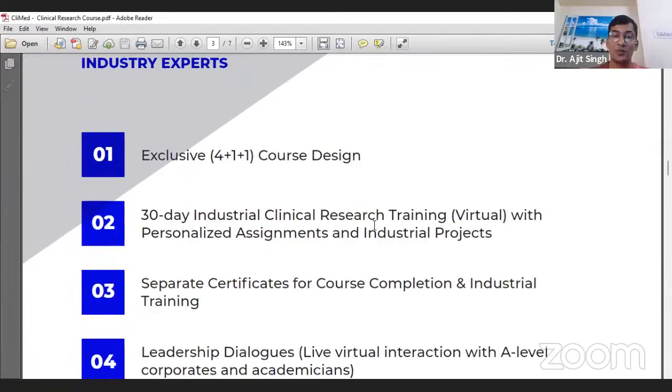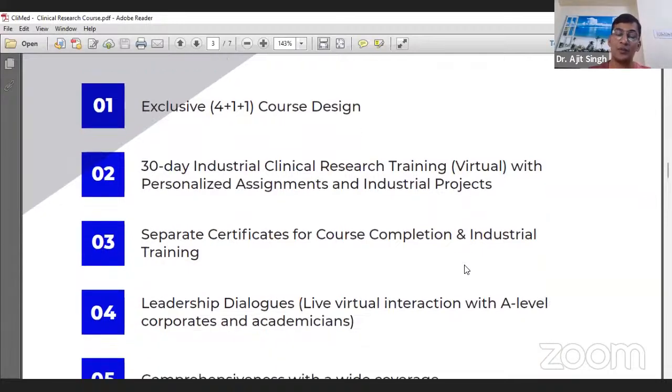So this is a 4+1+1 course. Here, 4 months of complete industrial training means the industrial theoretical classes, and you will be learning all about clinical research. And along with that, there will be 30 days of industrial clinical research training at Climed. That will be definitely virtual, but you will be getting personal assignments and industrial projects to work with. And there will be mentors who will be conducting your training in the industry. Okay, and you will get a separate certificate for the industrial training for 1 month after the course completion.